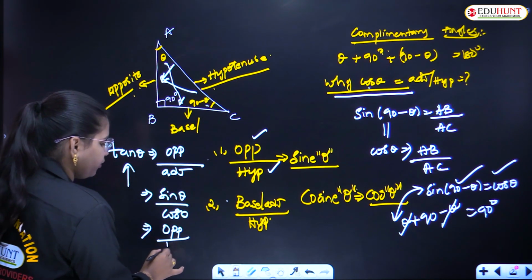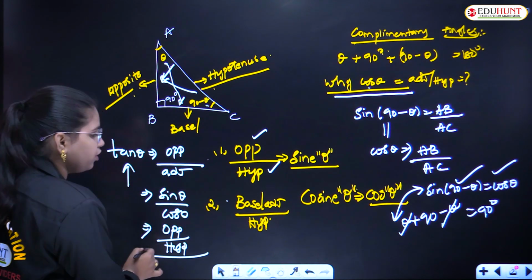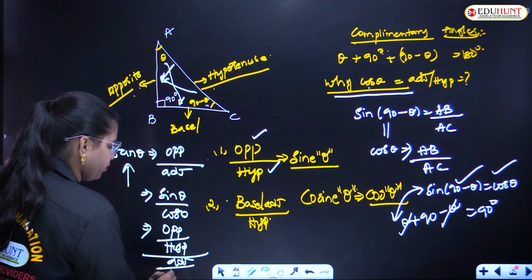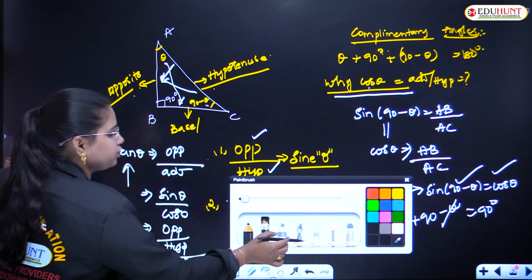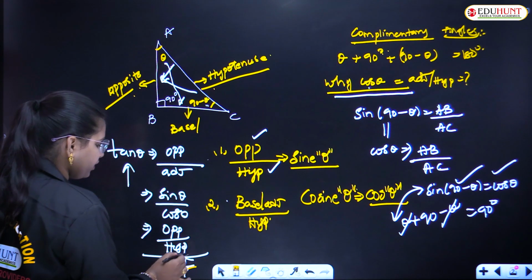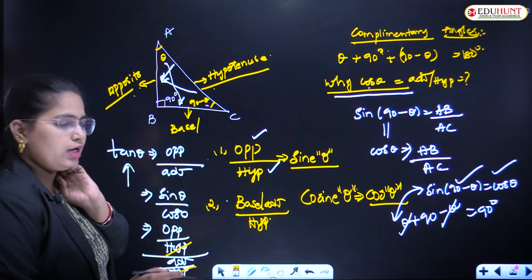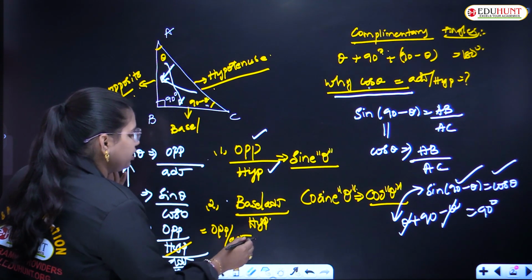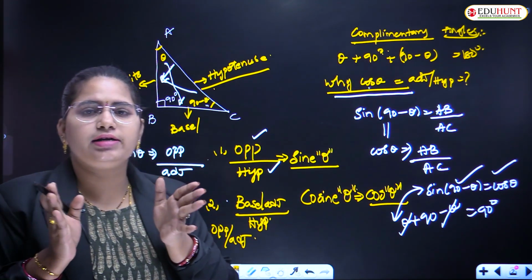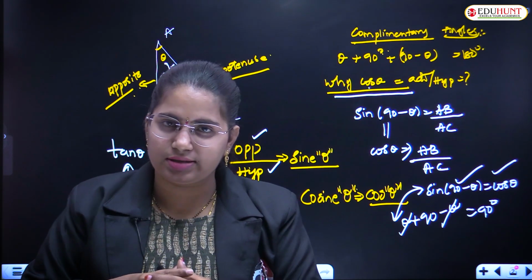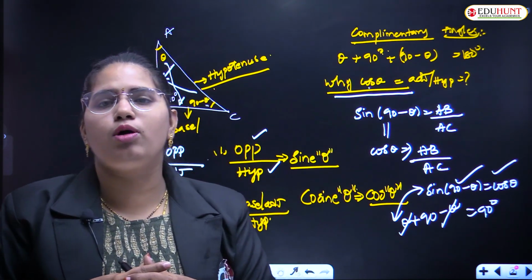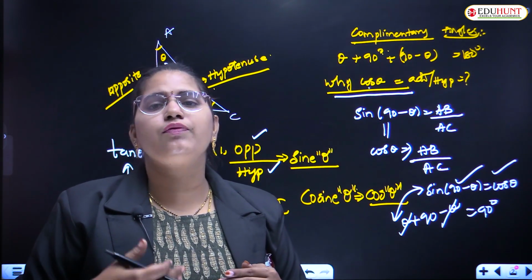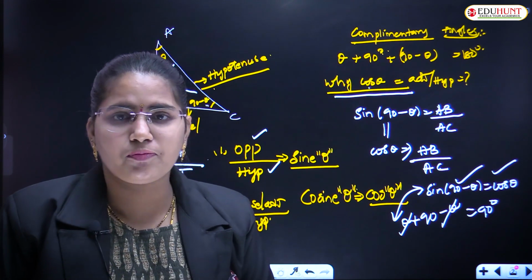Opposite upon hypotenuse. Similarly, what is the definition of cos theta? Adjacent upon hypotenuse, correct? Cancel hypotenuse in both numerator and denominator. So what do we have? Hypotenuse gets cancelled. We are left with opposite upon adjacent. So the value of tan theta is nothing but opposite to adjacent, and we can also write it in the form of sin upon cos theta. This is used whenever required, based on the requirement of the problem, right?